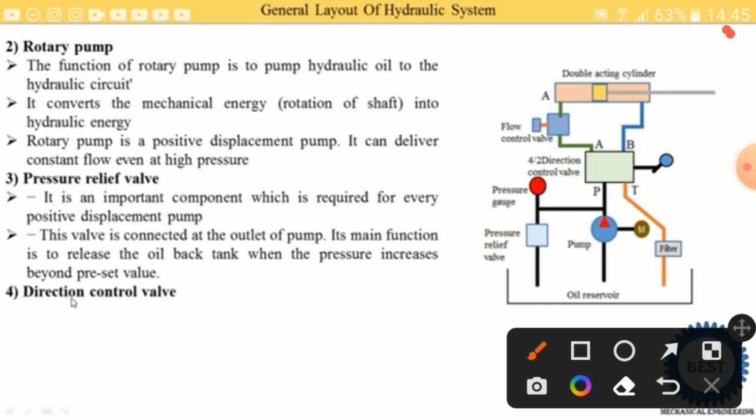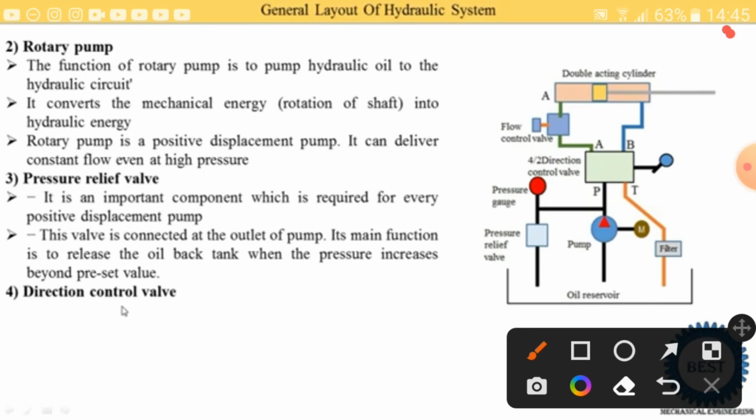Next is the direction control valve. From this name you can understand its meaning. It changes the direction of the oil, or guides the oil in the proper direction. The direction control valve tells the oil to move in these directions.